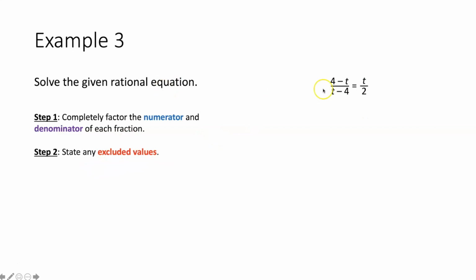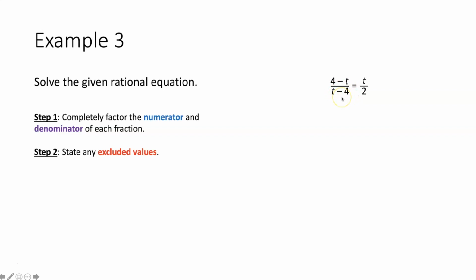Those would be values of t that cause either of these denominators to equal 0. Well, over here, there isn't even a t, so there's no value of t that would cause this denominator to equal 0. But what about over here? To figure out what value of t causes this denominator to equal 0, I just set it equal to 0, solve for t, add 4 to both sides. I get t is equal to 4. Therefore, when t equals 4, that causes this denominator to equal 0.